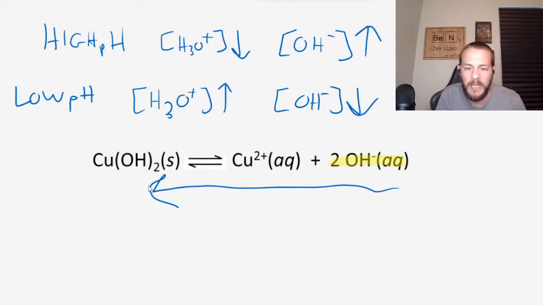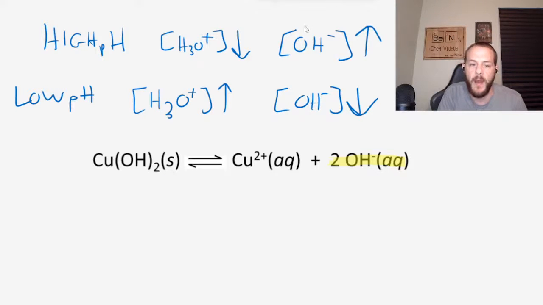Now, if you have a low pH, what's going to happen there? That means you're going to have a lot of hydronium ion in there. And that hydronium ion is going to react with the hydroxide ions that are produced by the dissociation of this copper 2 hydroxide.